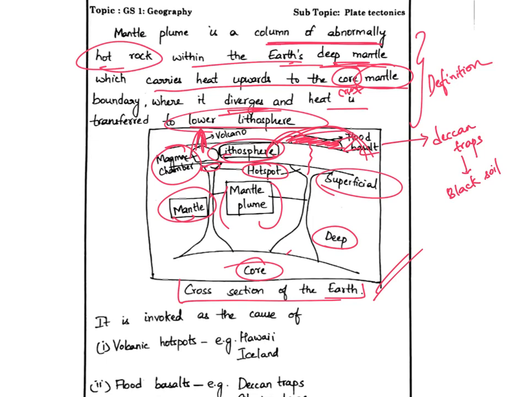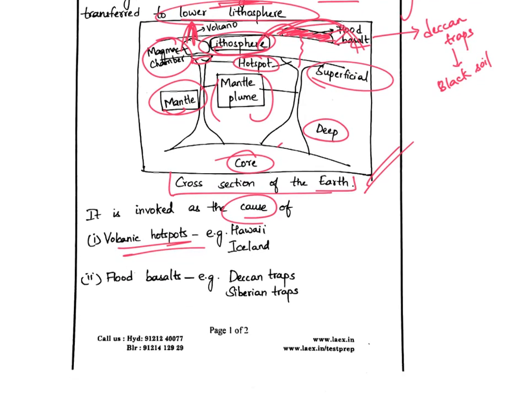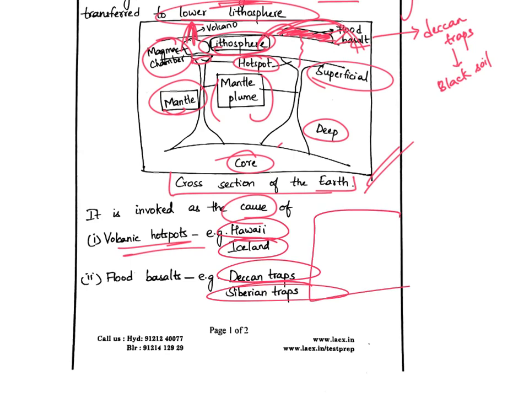He then writes it is invoked as a cause of volcanic hotspots and flood basalts. Example, Deccan traps and Siberian traps. He has given examples. So these are the value additions I was talking about. So volcanic hotspots, Hawaii Islands and Iceland. He should have drawn a small map of the world describing these locations, which would have added more value. Nevertheless, these examples themselves are a good value addition. Let us see what he writes further.